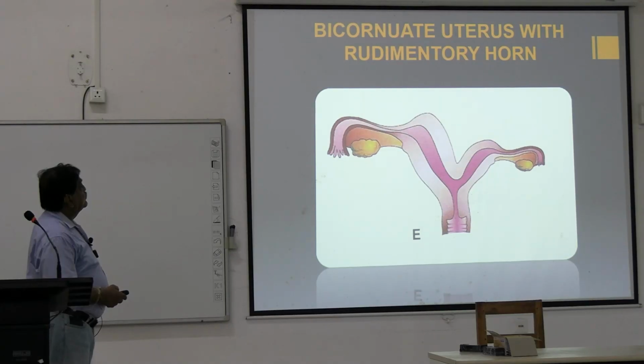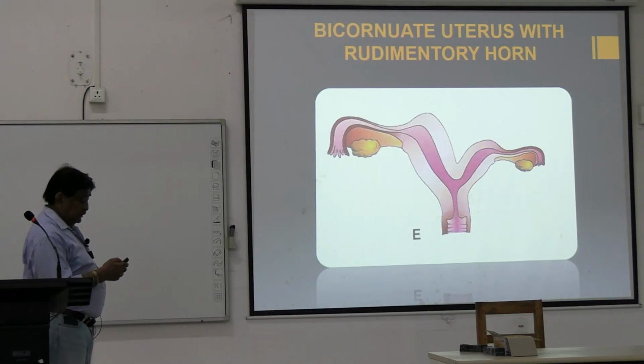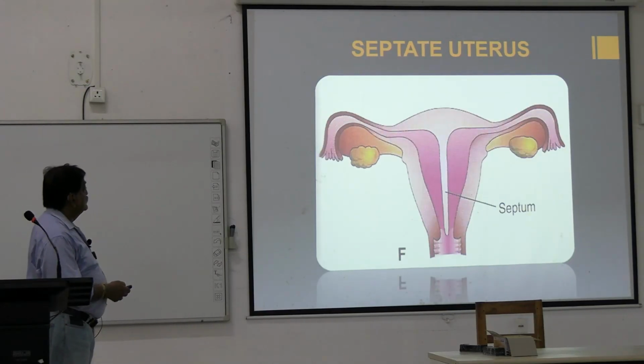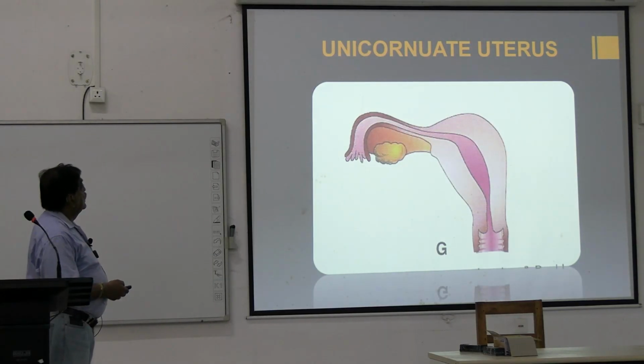Now, bicornuate uterus with rudimentary horn. See, this is a rudimentary horn. This is the bicornuate uterus. Now, septate uterus, there is a septum. Unicornuate uterus, single cornu, single cavity.